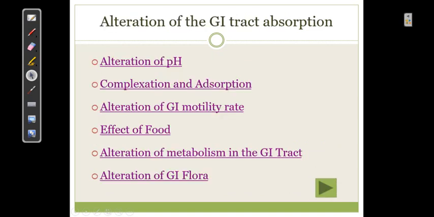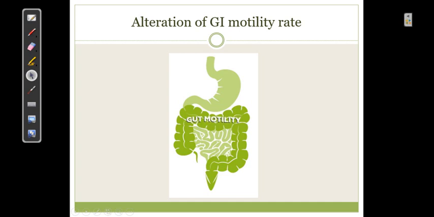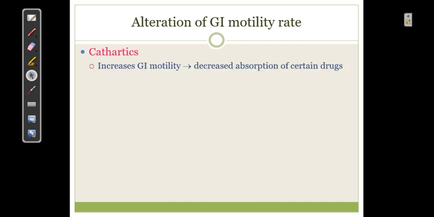Moving toward the third mechanism, alteration of GI motility rate. You know that there are various motilities in the gastrointestinal tract, for example peristalsis, right. Similarly, segmental contractions, right. These are some of the motilities present in the stomach and intestine, which are very important for the passage of food, and similarly the passage of drug also, right. So there are some drugs which can increase or decrease the GI motility rate.